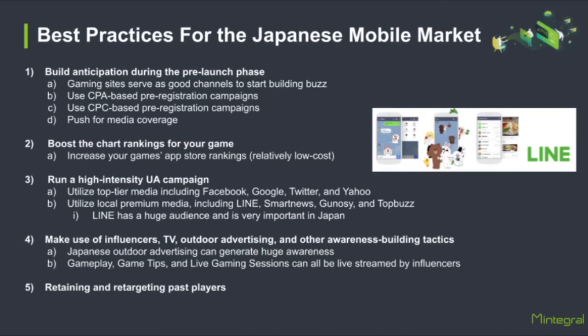You can also boost chart rankings for your game, increasing your game's App Store rankings at a relatively low cost. You can also run a high-intensity UA campaign utilizing top-tier media sources like Facebook, Google, Twitter, and Yahoo. Utilize local premium media, including Line, Smart News, and Top Buzz, Line being the largest and very important in Japan.